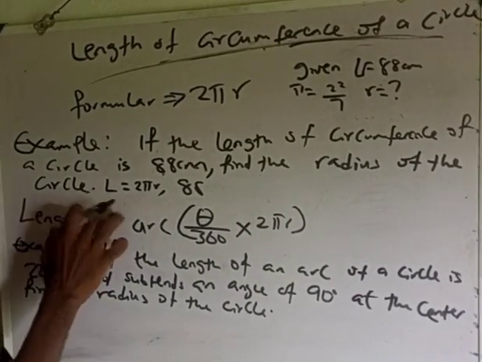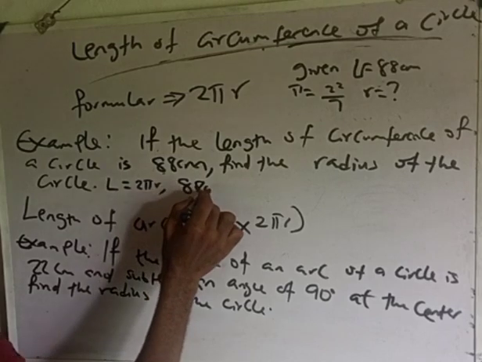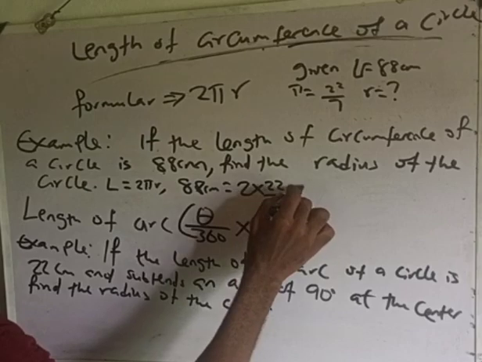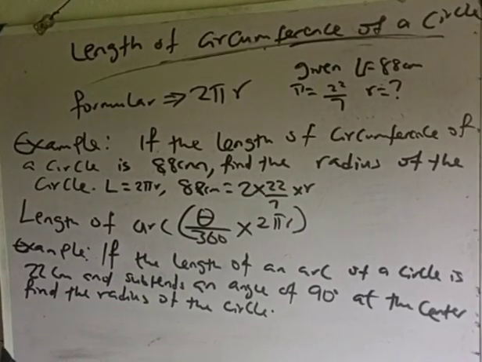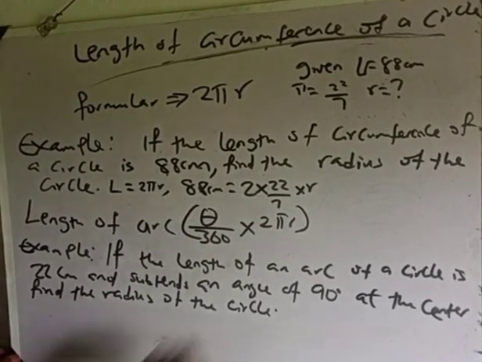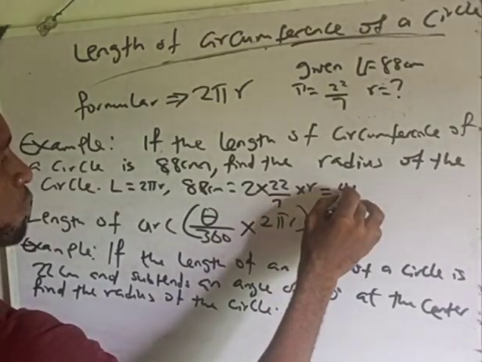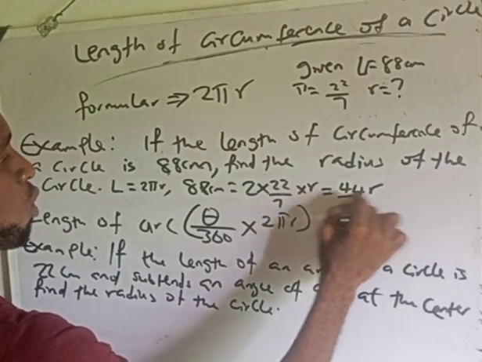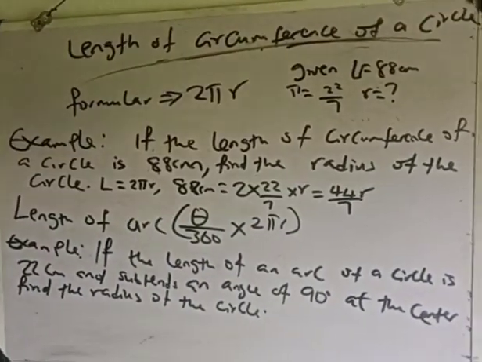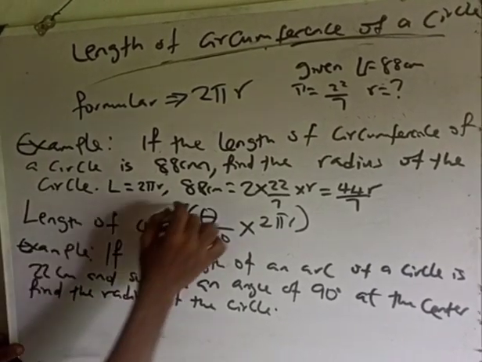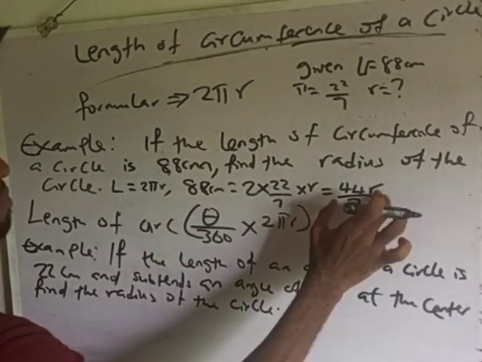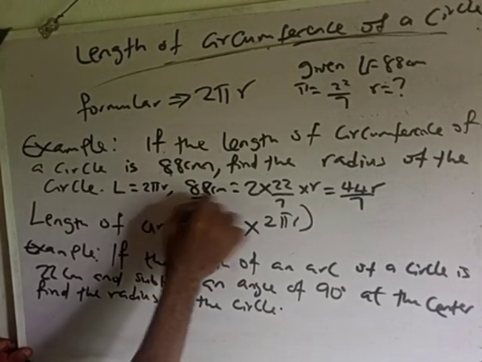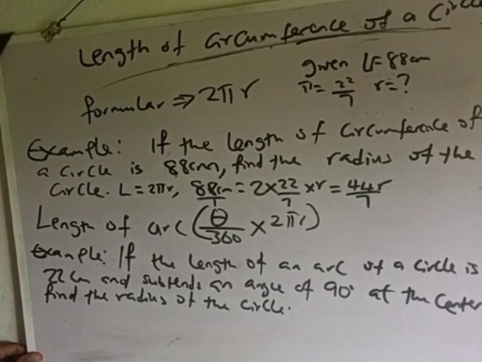So we have that this length is equal to 2 pi r. That means 88 cm will give us 2 times 22/7 times r. Now we don't know what r is, right? This will give us the same thing as 44r, because 2 times 22 is 44, so 44 times r all over 7. Now I have that 88 cm is equal to 44r over 7. This is the same thing as 88/1, right?